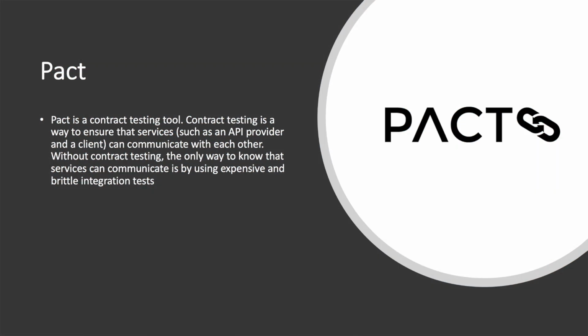As I said, Pact is a contract testing tool. Contract testing is a way to ensure that services can communicate with each other, and without contract testing, the only way to know that the services can communicate is by using expensive and brittle integration testing. And that's where the problem happens, because we don't really know how the API actually works, and in order to make sure that the consumer knows what the API is going to be providing, and because we don't know that, all the problems come in.